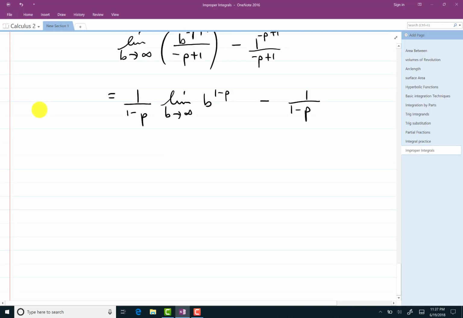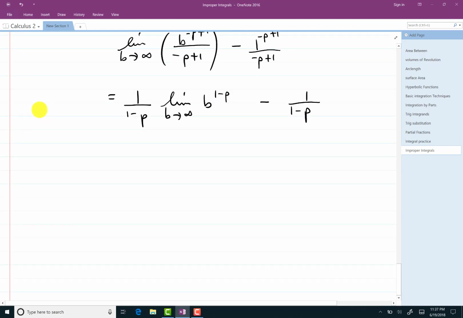Let's take a look. So I'm not going to put in 1, but let's talk about numbers bigger than 1 and less than 1 and equal to 1 and see what actually happens now. If b is going to infinity, the only way this is going to actually converge is if this exponent is negative. If the exponent is positive, this part will go to infinity. So let me write that.